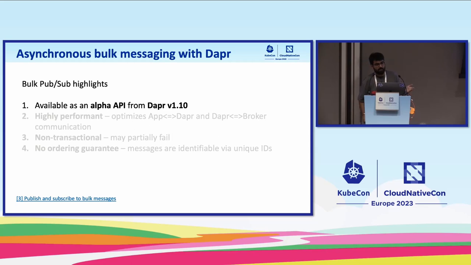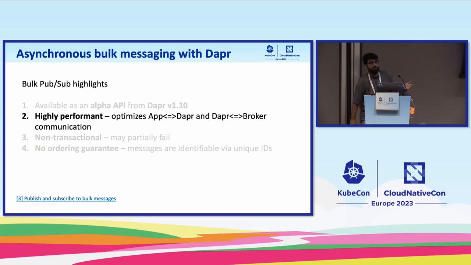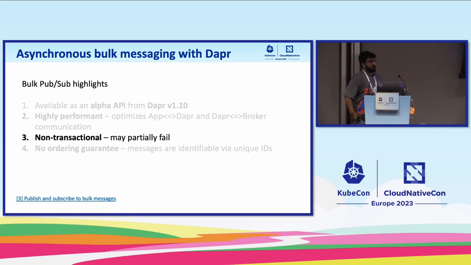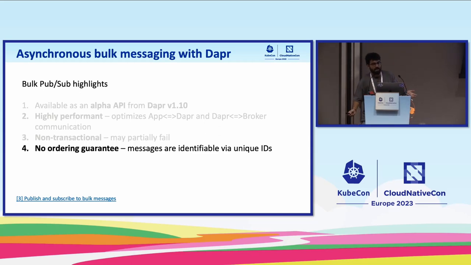Just to give you some highlights, it's available as an alpha API from 1.10, which we released a few weeks back. It's highly performant because now you have optimized Dapr to application as well as Dapr to broker communication with the bulk APIs. It's non-transactional, so if you are sending, say, 1,000 messages, maybe 990 can fail and 10 can pass, or the other way, right? So what Dapr does, it lets you know which one failed and you can retry them. And there's no guarantee for any ordering. If you're sending 100 messages in bulk, they can be received in any order and sent in any order. And what you have is unique IDs by which you can identify your messages. So yeah, that helps you.